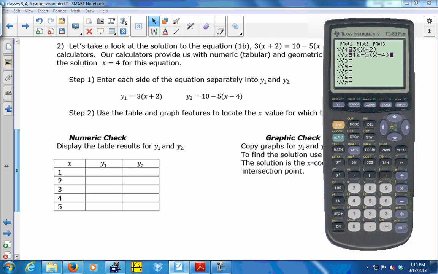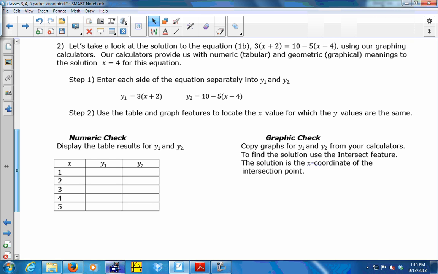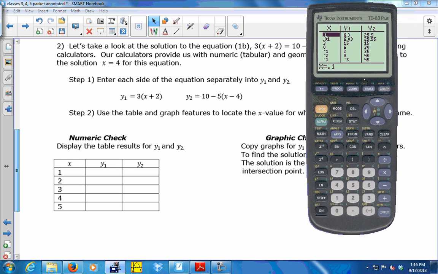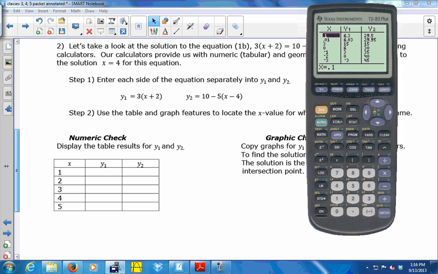So step 2, I'm going to go to the table, and I'm going to look for values of x for which the y values are the same. So I can do it in 2 ways. I can go to the table and try to find an x value that gives the same y value. So I go to table, second graph, and we have the option of typing in any x values, so we have to do some guessing here. So maybe I'll do like 1, 2, 3, 4, 5, 6, 7.